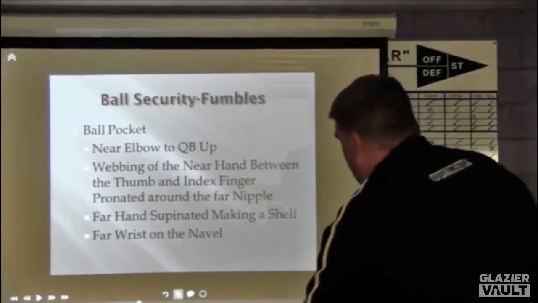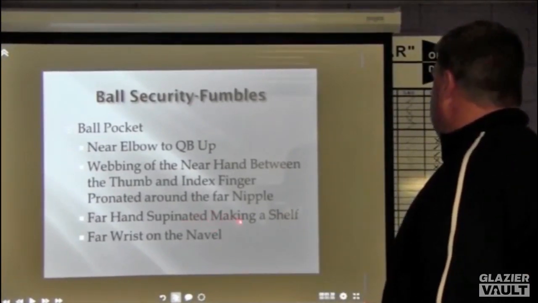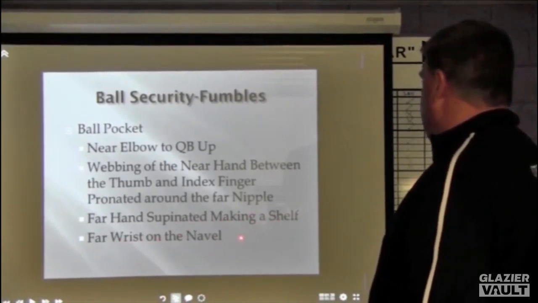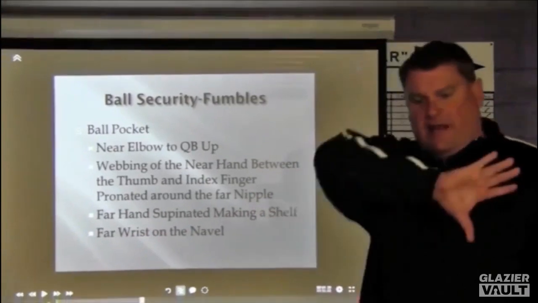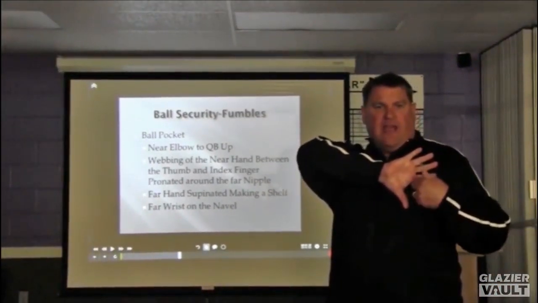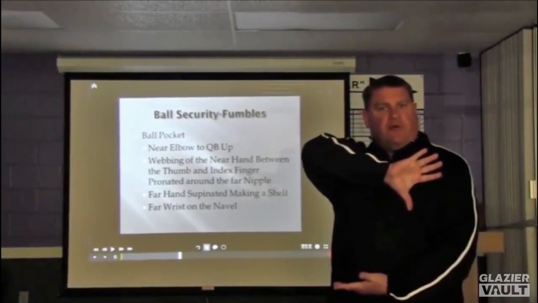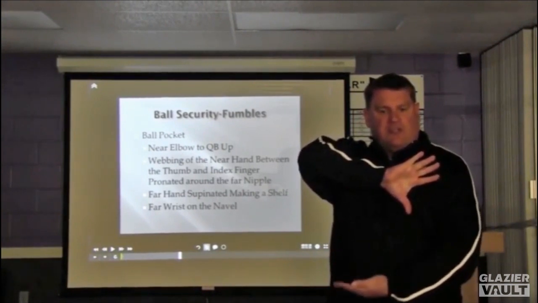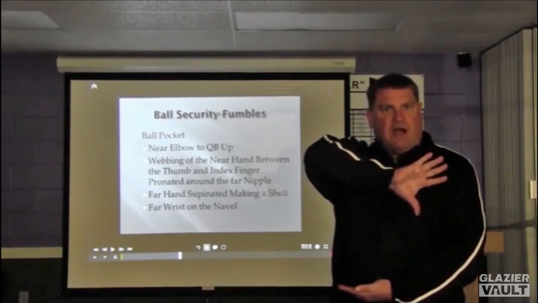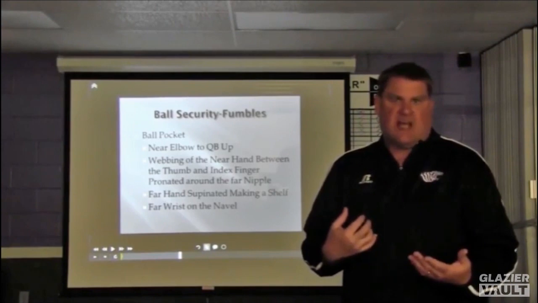So what we're going to do here is with the far hand, we're going to supinate it, making a shelf. We're going to take the far wrist and put it right on the navel. So it's going to look like this. We're going to pronate the wrist. You can see my palm is showing. We've got the webbing of the hand between the thumb and the index finger pronated around the far nipple. The bottom hand, the wrist is going to be supinated, making a shelf. When the quarterback puts the ball in the pocket right there, he's going to roll over the top and put the ball away in his outside arm.